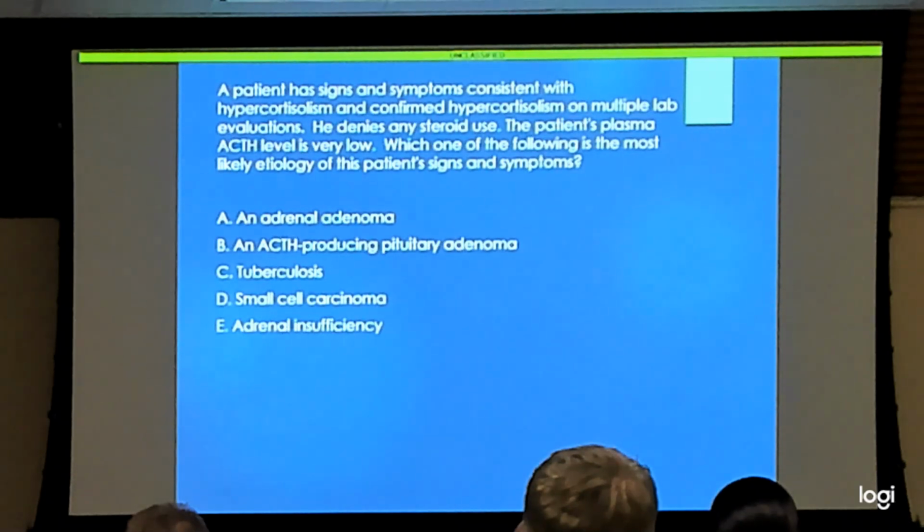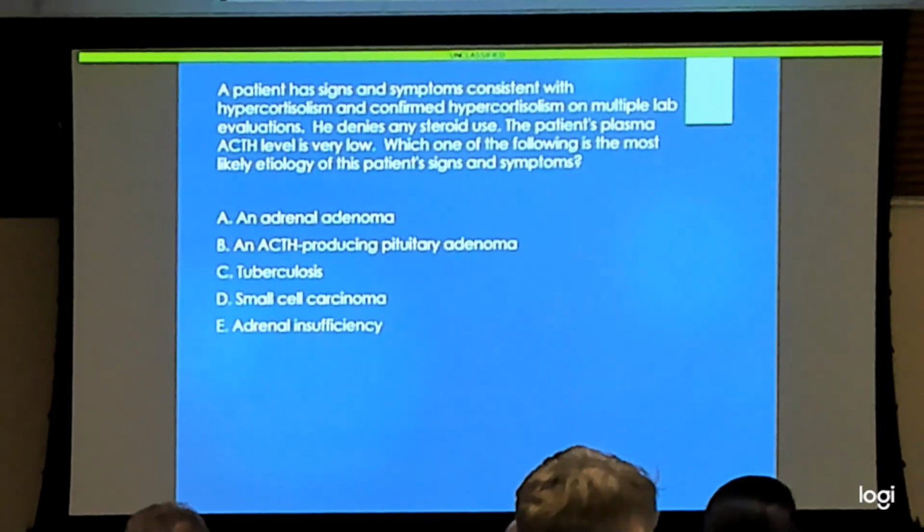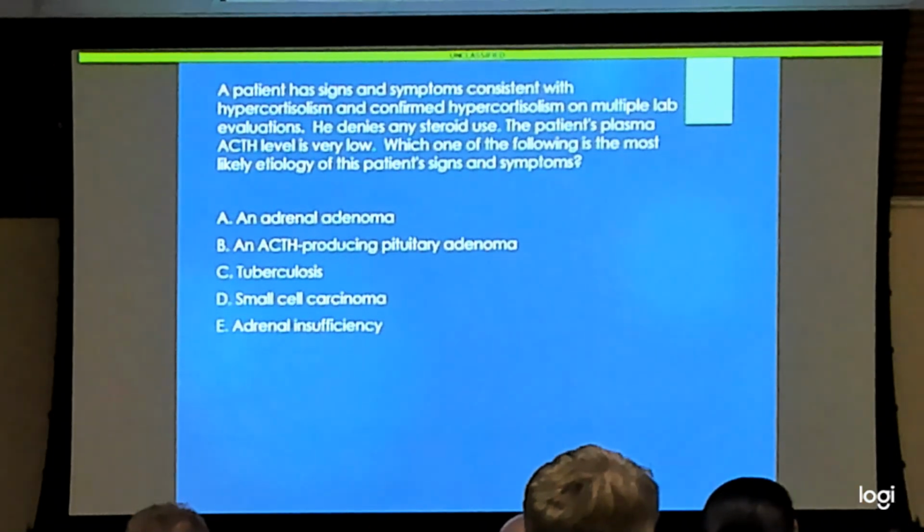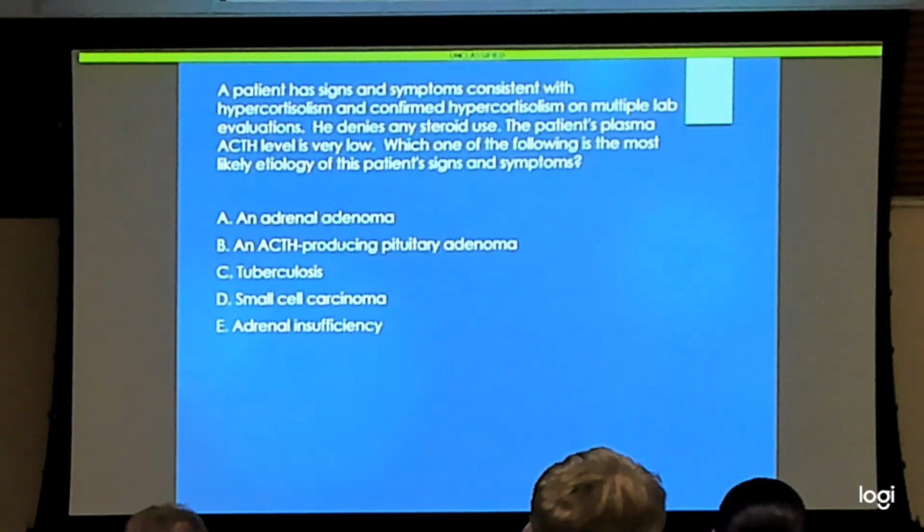So take a moment, look at the answers. Makes sense to you? All right, who says A? Who says B? Who says C? Who says D? Who says E? Okay. Most of you got it, right?